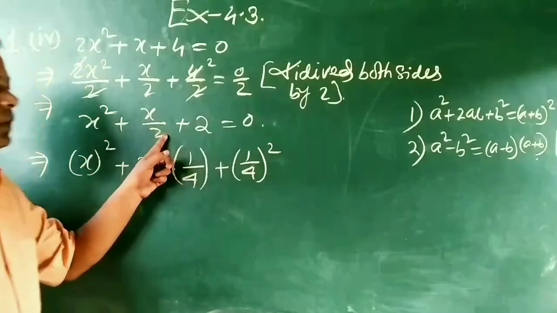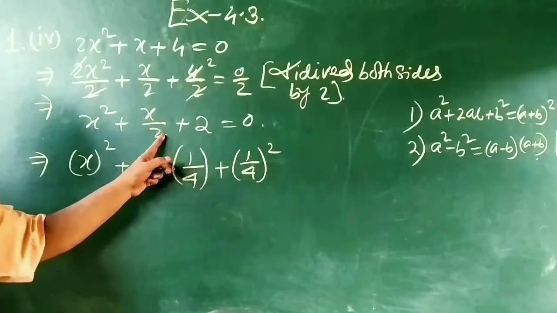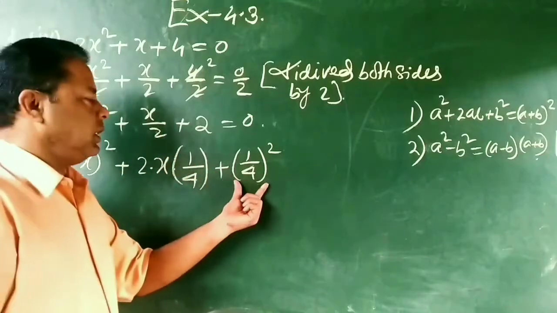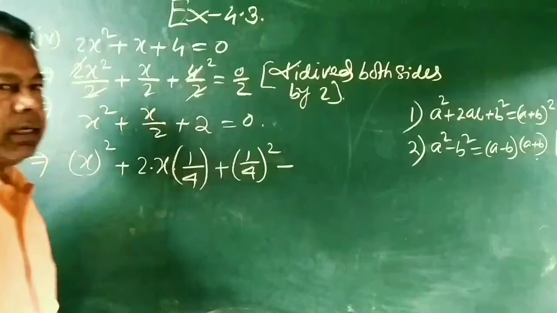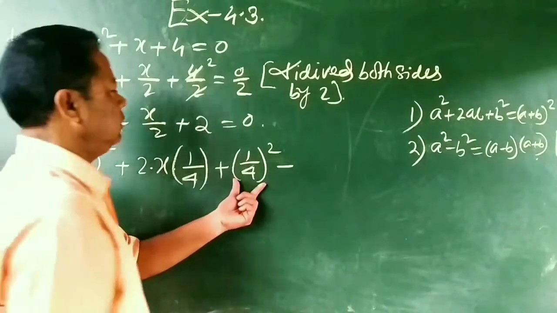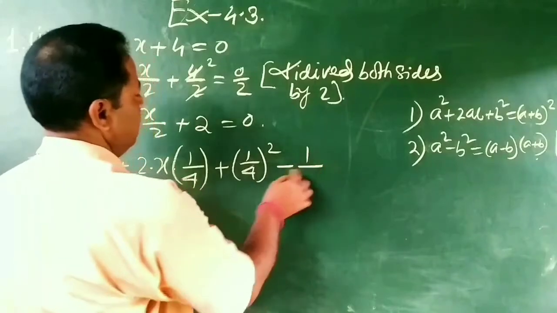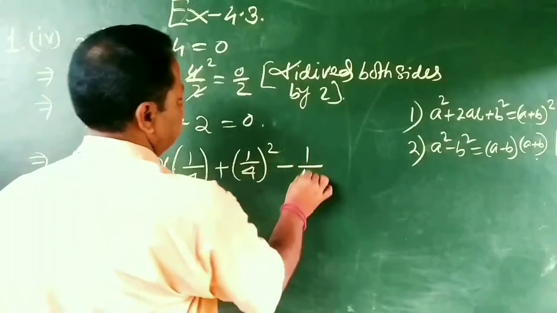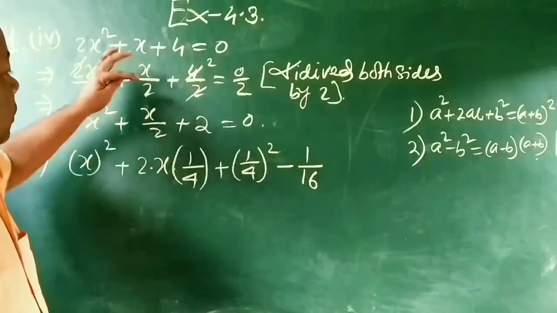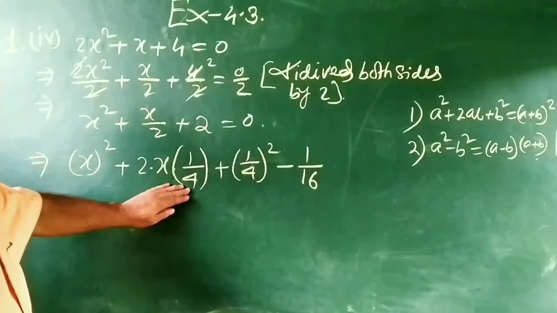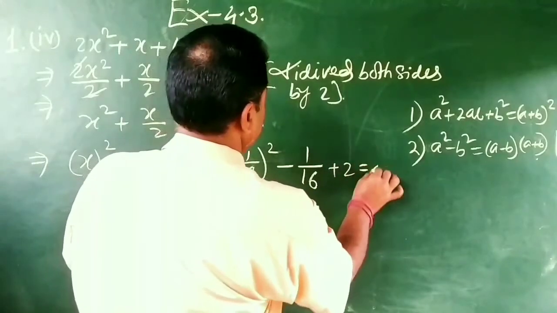But in the given expression, this 1 by 4 whole square term is not there. Since we have added it extra, we need to subtract it and cancel it. For balancing, we need to subtract it. Then 1 square is 1, divided by 4 square, which is 16. Already we have cancelled and balanced it. Now the x by 2 term we already have. One more term remains to write, that is plus 2 equal to 0.